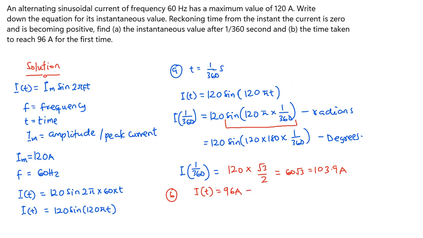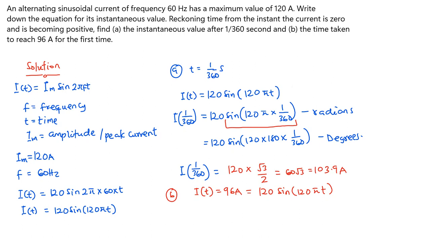So we're going to equate this to our 120 sine of 120 pi t. This is what you are going to do. And then our goal here now will be to find t. So let's look at how we are going to do this and find the value of t.